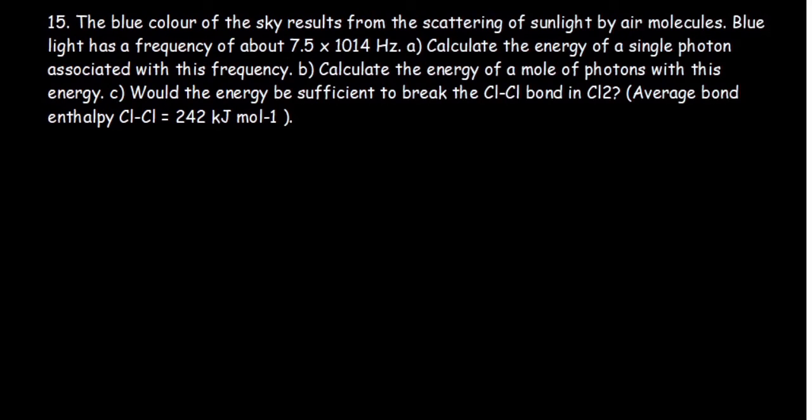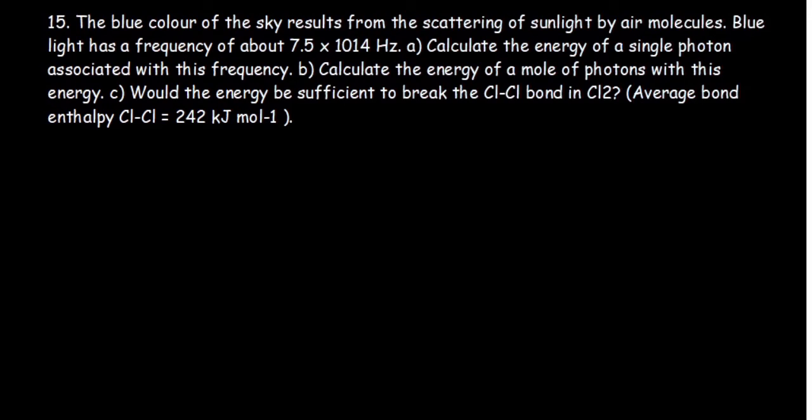Question 15. The blue color of the sky results from a scattering of sunlight by air molecules. Blue light has a frequency of about 7.5 times 10 to the power 14 Hz. A. Calculate the energy of a single photon associated with this frequency. B. Calculate the energy of a mole of photons with this energy. C. Would the energy be sufficient to break the chlorine-chlorine bond in a chlorine molecule? The average bond enthalpy is what?